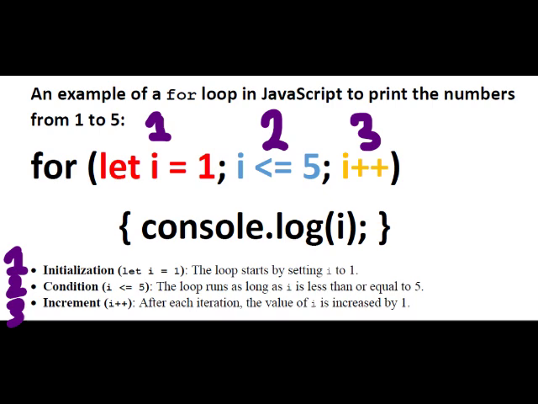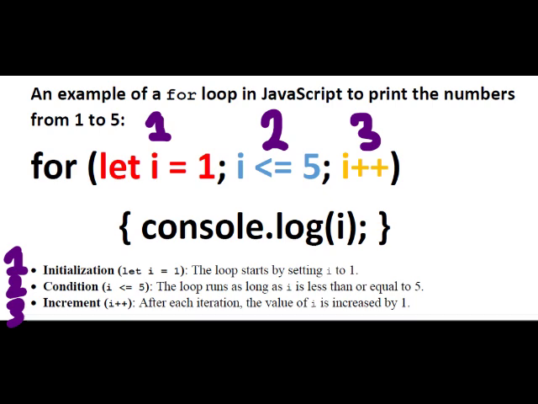Statement 1, this is the initialization phase, which runs once before the loop starts. It is commonly used to declare and assign an initial value to the loop control variable, such as let i = 1. This step sets up the starting point for the loop.